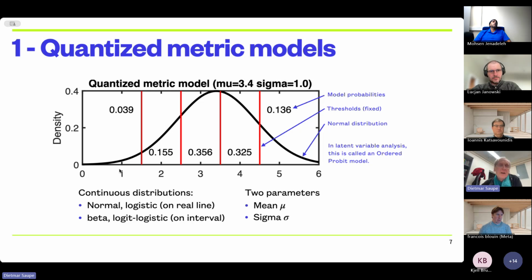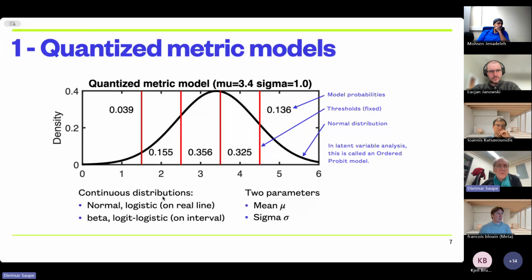And then the area underneath the curve of the distribution of the quality in the population of the participants of a study would be the probability or the frequency of the ratings from bad to excellent. So if we find such a model, then we have these model probabilities, and these thresholds here are fixed. And yeah, this is also called an ordered probit model in some literature.